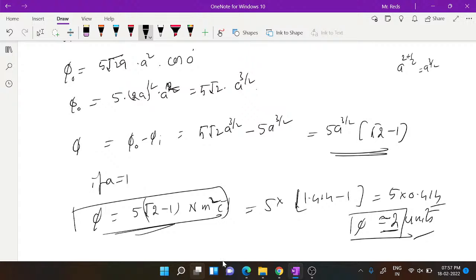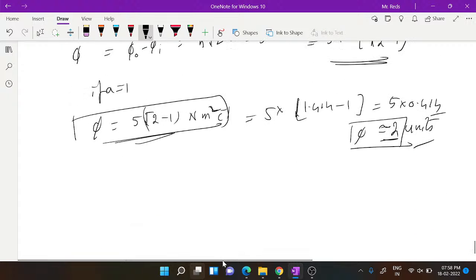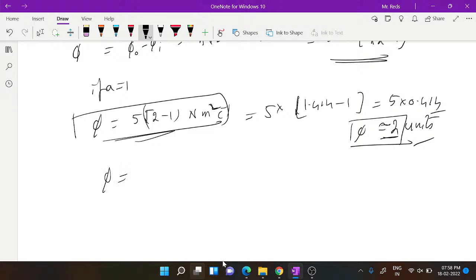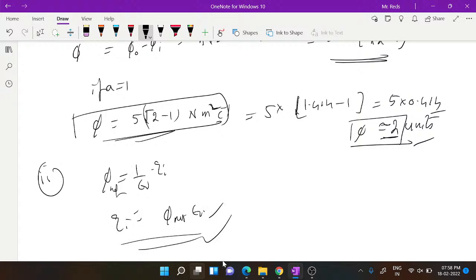Similarly, for the charge within the cube, Q is found from the net flux. By Gauss law, the flux is 1 by epsilon naught times the charge enclosed. So the charge enclosed is equal to the net flux into epsilon naught.